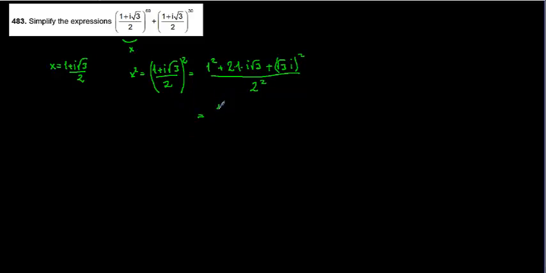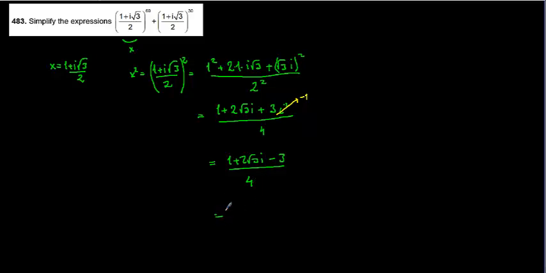Then it's equal to 1 plus 2√3 i, and √3 squared is equal to 3. i squared is equal to minus 1. So the expression is like this, all over 4. Sorry, I forgot to write that one. Then 1 plus 2√3 i minus 3, over 4.